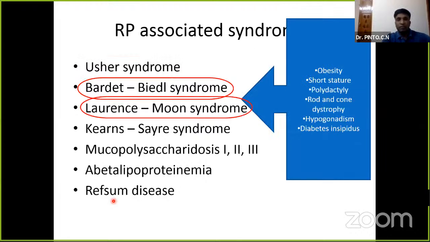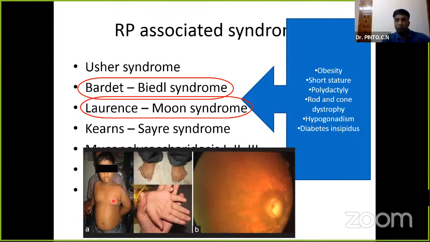Then you have Bardet Biedl syndrome or Lawrence Moon Biedl syndrome. What are the features? You have obesity, short stature, polydactyly. I will show you the photograph. Okay, if you look at this photograph, I don't think you'll forget. Patient will have obesity, they will have a short stature, they will have polydactyly. Can you see here? There are 6 fingers. All the 4 extremities will have 6 fingers. Okay. This is polydactyly.